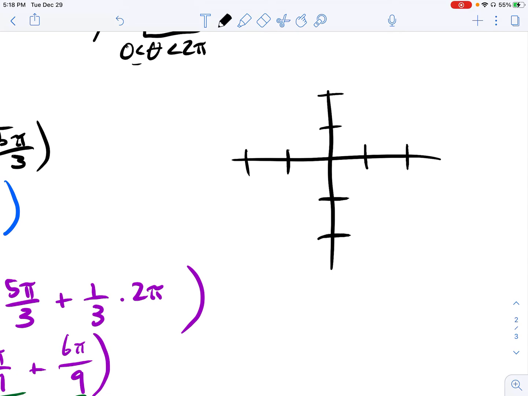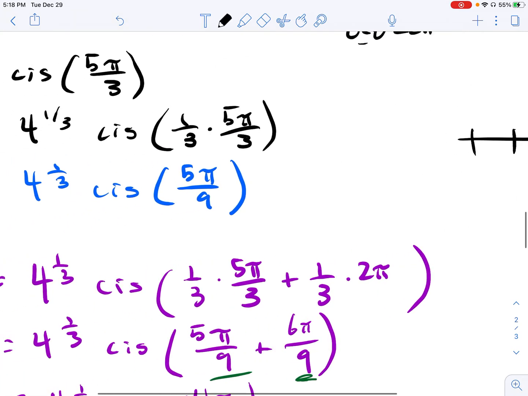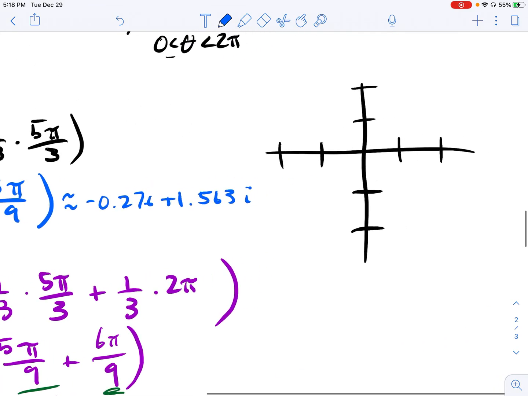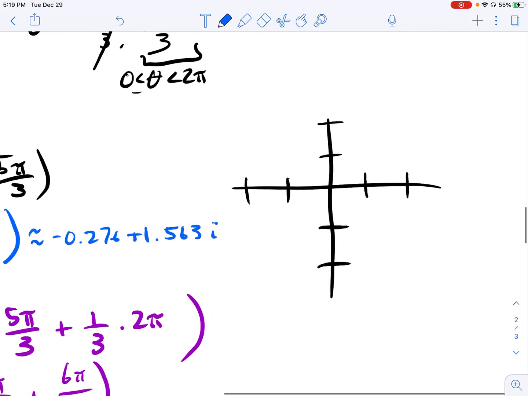Now, our first complex number, if we take this first complex number and I just punch these angles into a calculator, evaluate them and multiply them by the cube root of 4, what you find is that this is approximately negative 0.276 plus 1.563i. If I were to plot that complex number on this complex plane, with our x value being negative 0.276 and our y value, or imaginary number, being 1.563, you would get a number right around there, okay?